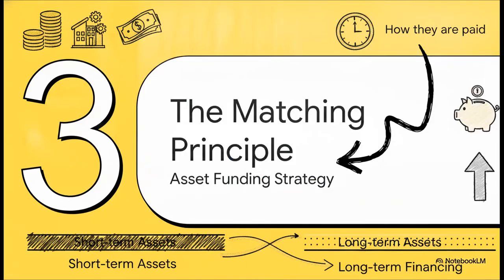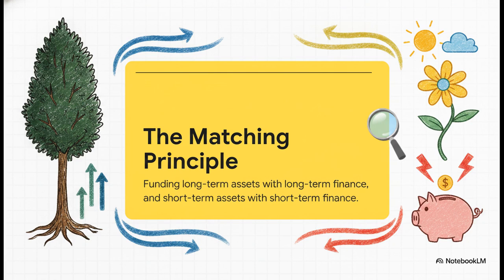All right, Section 3, the matching principle. Now, this principle is a foundational rule you definitely need to know for your exam. It's essentially the Goldilocks ideal of finance. You want to perfectly align the lifespan of your funding with the lifespan of the asset itself. So, under the matching principle, you fund those permanent current assets we talked about with long-term finance, like equity or long-term loans. And you fund your seasonal, fluctuating assets with short-term finance, like a bank overdraft.